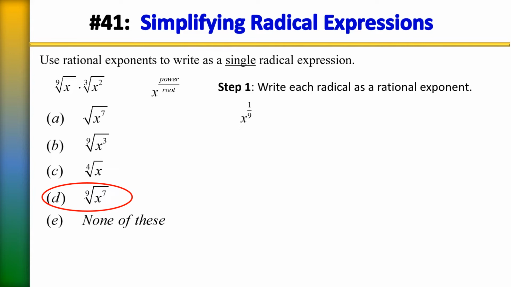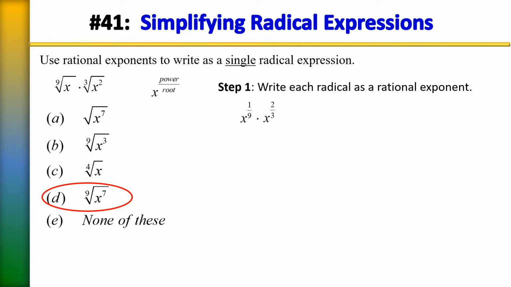Let's look at the second one. For the second one, the power we have is 2. That would be on top. Here we have a root of 3. And 3 would go on the bottom. So that would be x raised to the 2/3 power.